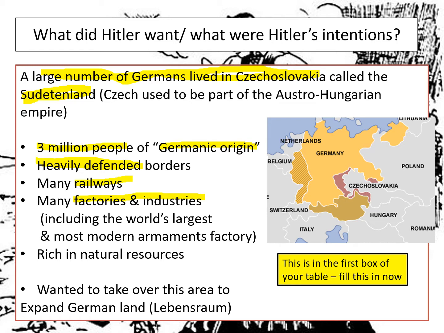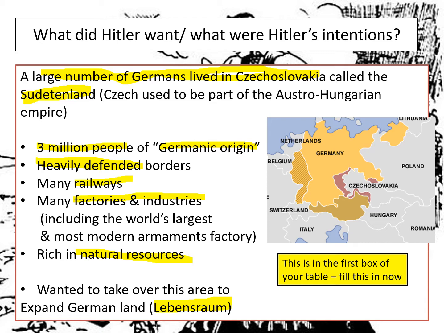And very, very importantly, as part of the Sudetenland was something called the Skoda Works. This was the world's largest and most modern armaments factory of the time, the best of the best. So if he managed to take over the Sudetenland, not only would he be able to reunite those 3 million Germanic people into Germany, but it'd also take all of those railways, all of those defences, and all of those wonderful factories, including that massive one. And it was rich in many other natural resources. This was a piece of land well worth taking. It would also help him achieve Lebensraum, getting extra living space for the German people.